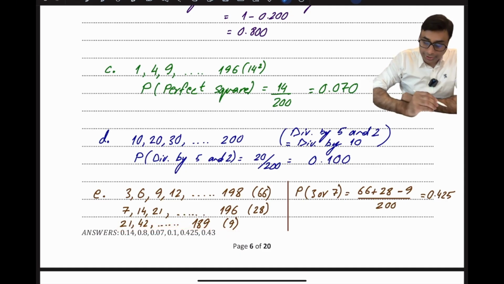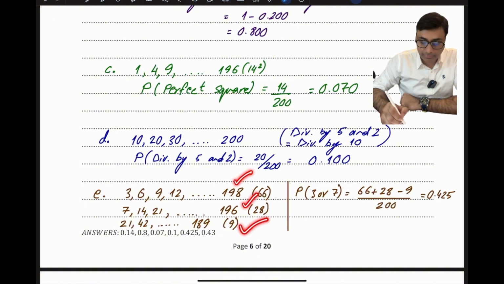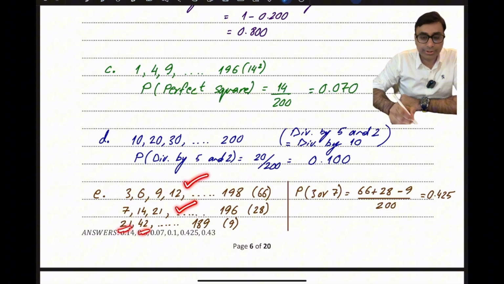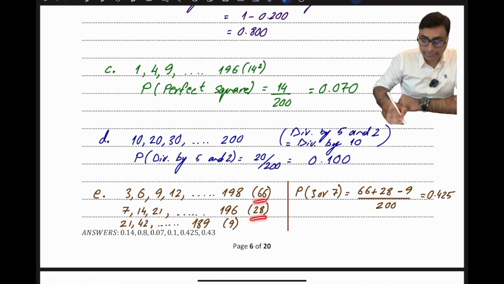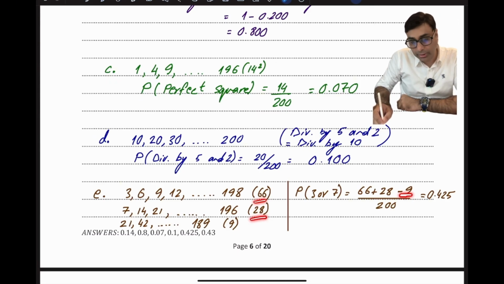Now, what you need to understand is that you need these numbers, as well as these numbers. But do not forget that this number 21, 42 is included in this list as well as this list as well. So you had to count it once, but it gets counted twice. So what you're going to do is that you're going to add 66 and 28, but since those numbers which are divisible by both are being counted twice, that is why once you're going to subtract it. So it will include all the numbers which are divisible by 3 or 7 or both, and then divided by the total number of possibilities.